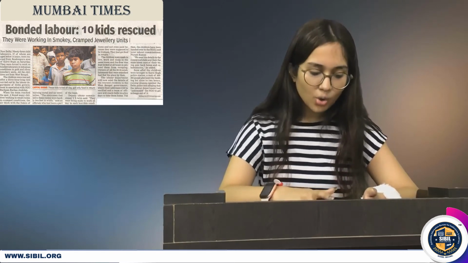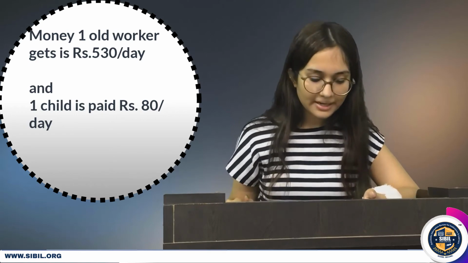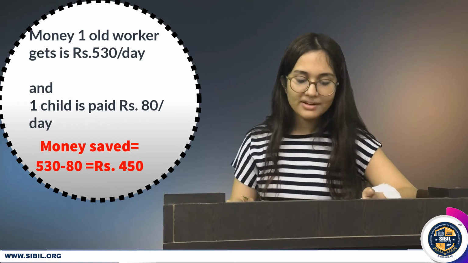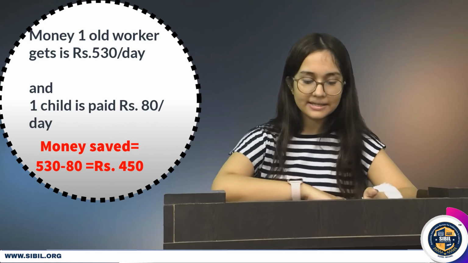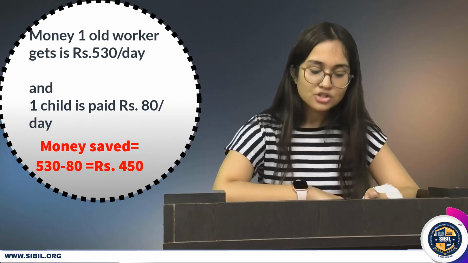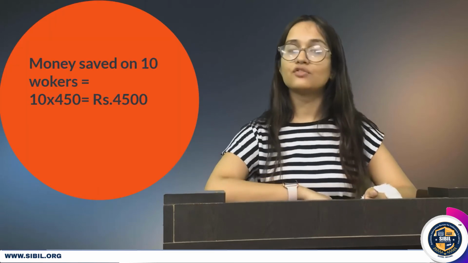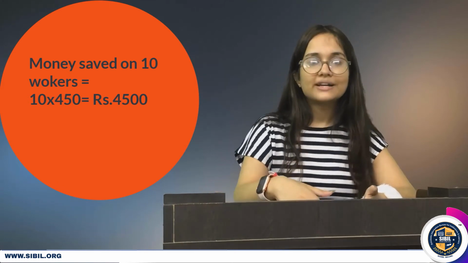So money one old worker should get is rupees 513 a day, and money one child is paid is rupees 80 a day. So on one person, the factory saves 513 minus 80 because we need to find the difference between 513 and 80. That is 433 a day. So on 10 children, the factory will find 433 into 10, which will give you 4,330. Now, you also need to find the areas in your shops or factories where children are made to work and raise your voice against it.